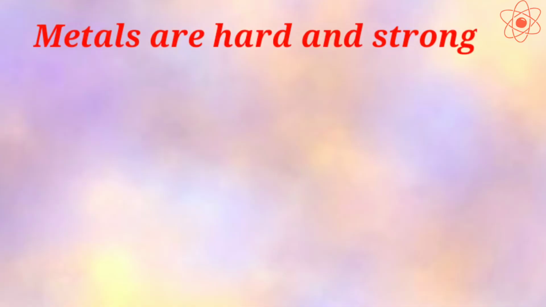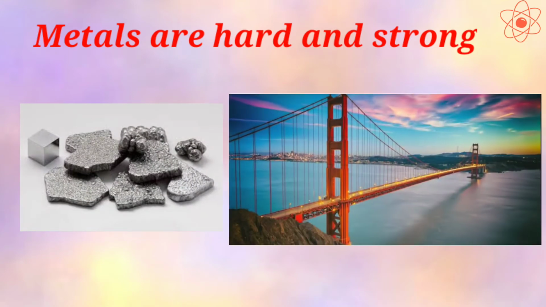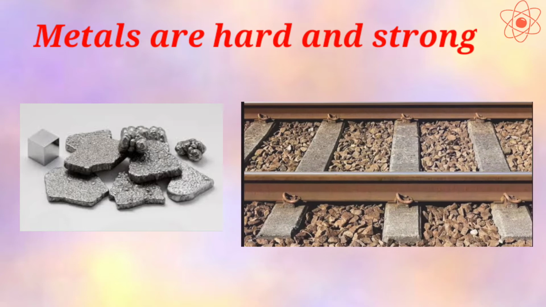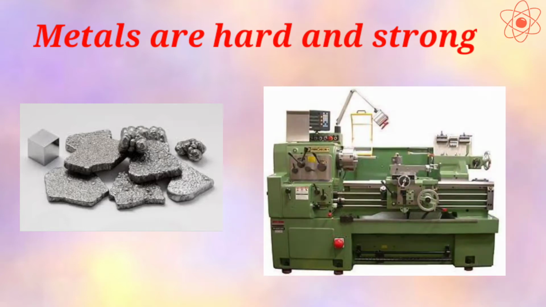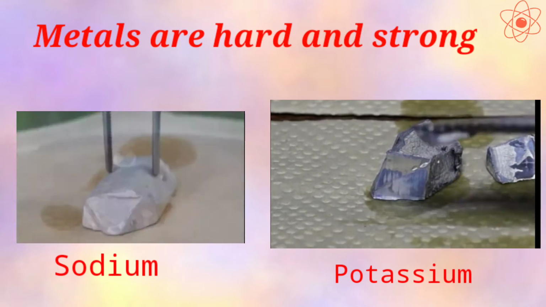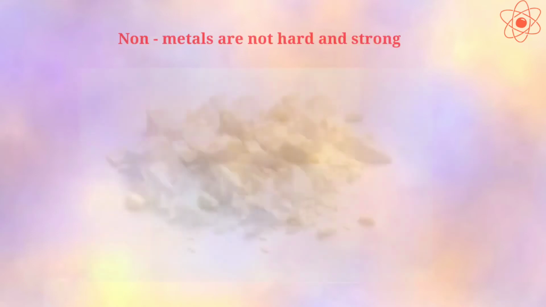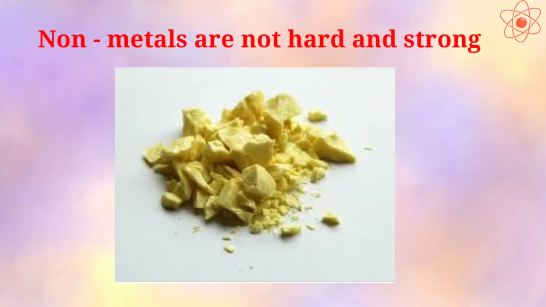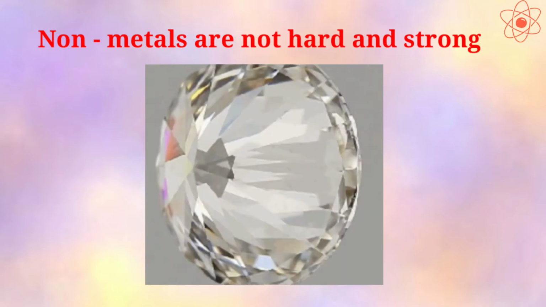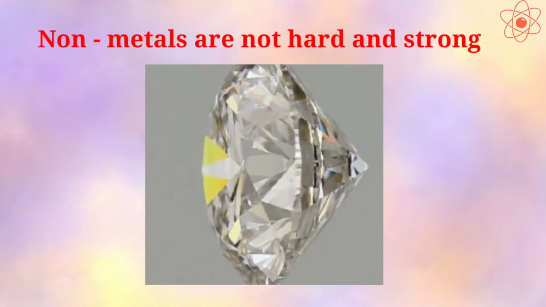Metals are generally hard and strong. That is why iron metal in the form of steel is used in the construction of bridges, railway tracks, machines, etc. However, sodium and potassium are soft metals and can easily be cut with a knife. Non-metals are generally not so hard and strong. Diamond is an exception. It is the hardest naturally occurring substance.